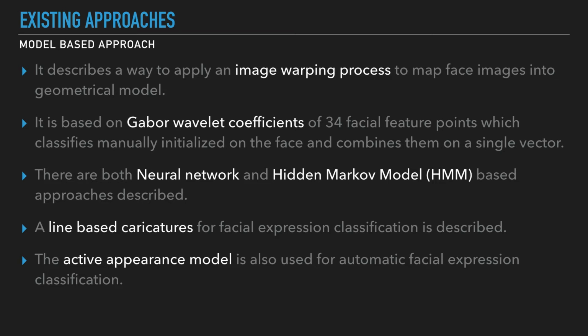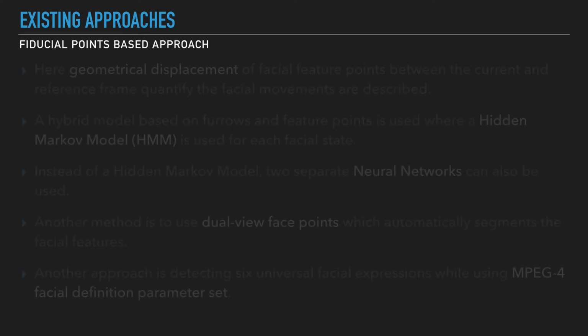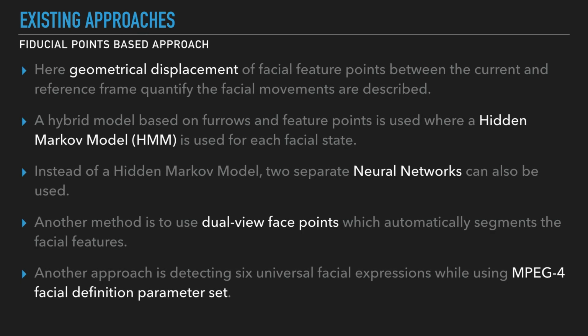The last way to use it is to use an active appearance model, which is also used for automatic facial expression classification. The third existing approach is the fiducial point-based approach. Here, geometrical displacement of facial feature points between the current and reference frame quantify the facial movements.